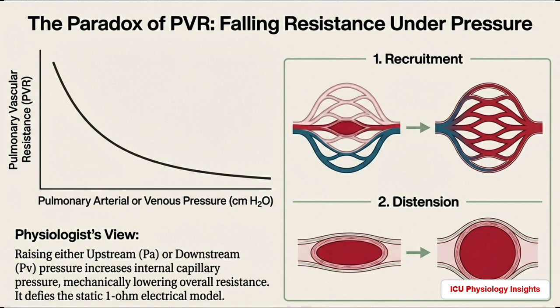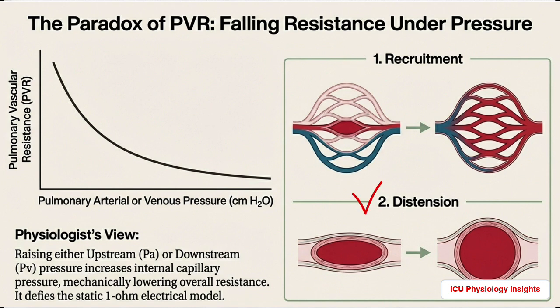As you increase the pressure across the pulmonary circuit, say during exercise when cardiac output goes up, the resistance actually falls. So why does that happen? Why does resistance fall when pressure rises? There are two beautiful mechanisms at play. First up is recruitment. As the pressure rises, it starts to pop open capillaries that were previously closed or just weren't getting any flow. It's like opening up new lanes on a highway. You get more parallel circuits, which brings the overall resistance way down.